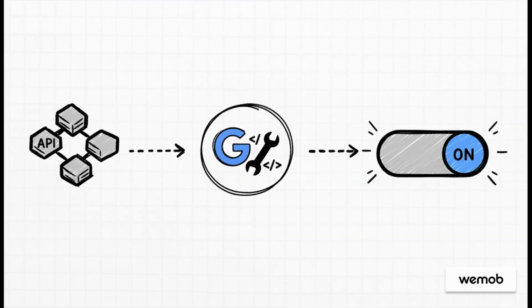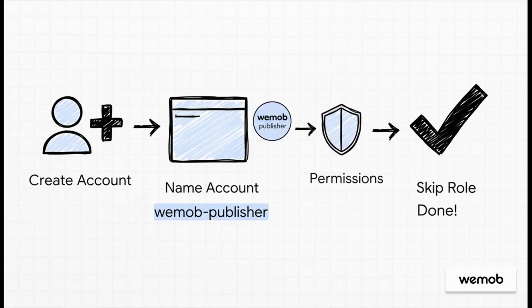First things first, once you're inside the Google Cloud Console, head to the API library. In the search bar, just type in Google Play Developer API, find it, and click Enable. That one click unlocks everything else we need to do. Okay, next up, navigate over to Service Accounts and hit Create. It's a good idea to give it a name you'll remember. Something like Wemob Publisher is perfect.